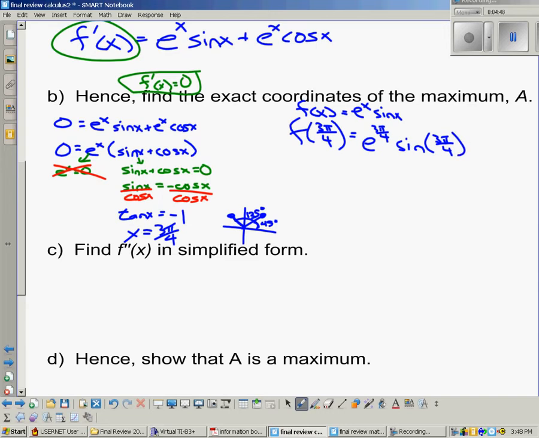The sine of 3 pi over 4 is positive. It's in the second quadrant. So we'd have e to the 3 pi over 4 here times root 2 over 2. Or you might write this as 1 over root 2. Either way is fine.